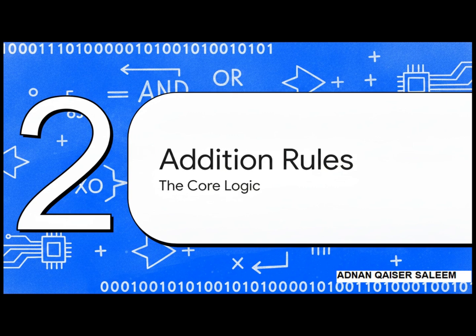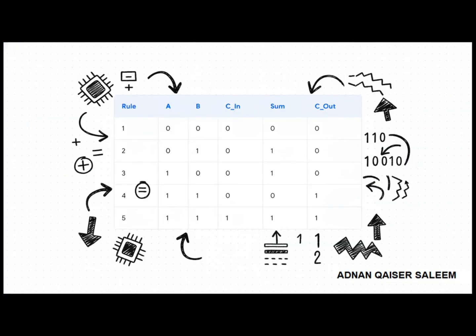Moving right along to part 2, the addition rules. You absolutely have to memorize these 5 rules. Now, looking at our table, think of A and B as your starting bits. C in is our carried bit coming over from the right. Sum is our final result at the bottom, and C out is what we are carrying over to the next column on the left.